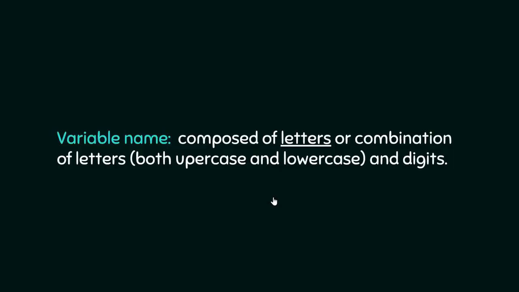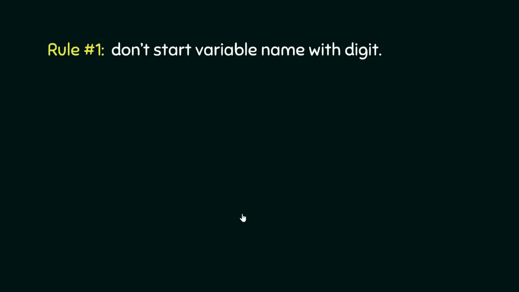The name of a variable is composed of letters, or maybe a combination of letters, both uppercase and lowercase, and digits. Rules for naming variables are as follows. You cannot start your variable name with a digit. For example, globe is a valid variable name. On the other hand, 2Globe is invalid.